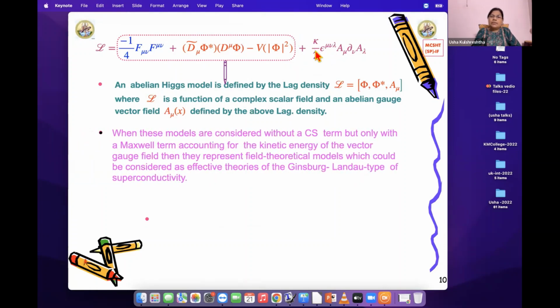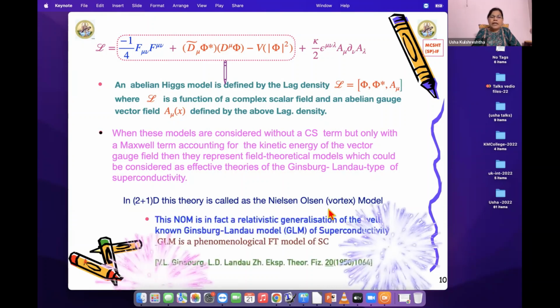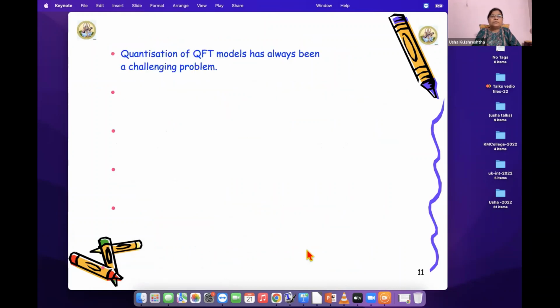When these models are considered without this term, but only with this Maxwell term, where this Maxwell term accounts for the kinetic energy of the vector gauge field, then they represent field theoretical models which could be considered as an effective theory of Ginzburg-Landau type of superconductivity. And in 2+1 dimensions, this theory is known as the Nielsen-Olesen vortex model. And this Nielsen-Olesen model is, in fact, a relativistic generalization of the well-known Ginzburg-Landau model of superconductivity.